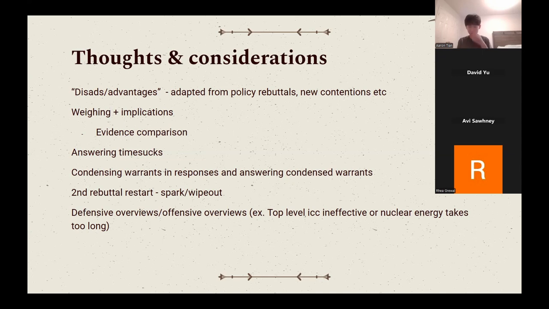Okay, so that's about it on second rebuttal restart. It's not that much of a strategy. I think there are certain rounds where they would be useful, but definitely they're a little bit less serious.